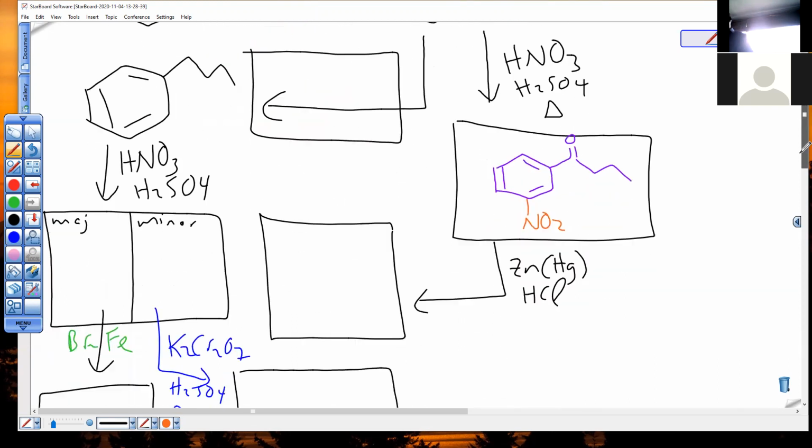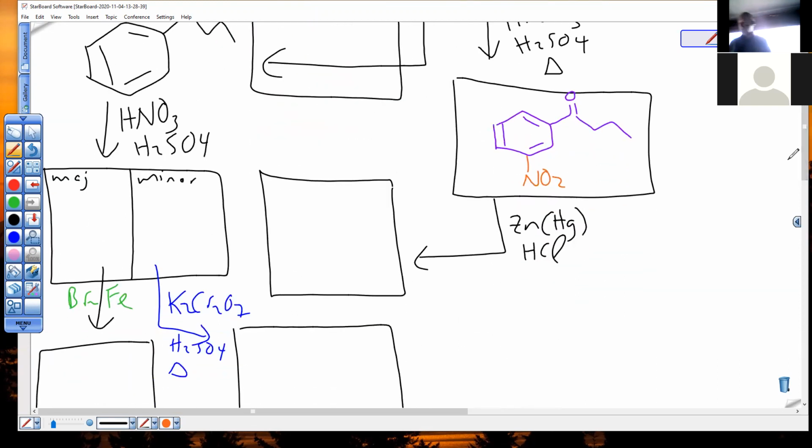And then a chapter 16 review reaction. What happens to ketones with zinc amalgam and HCl? I want to remind you that's called the Clemmensen reduction, and it reduces a carbonyl to a CH2.